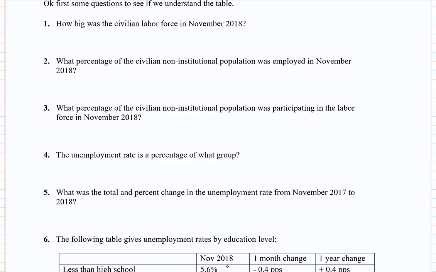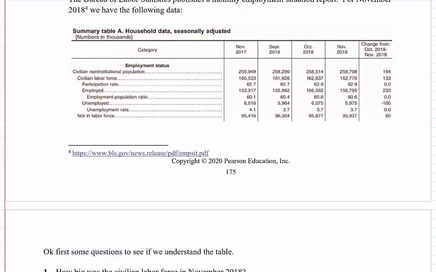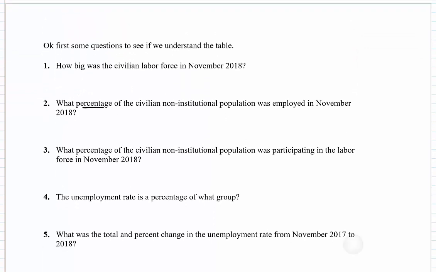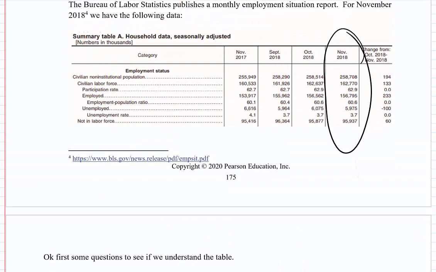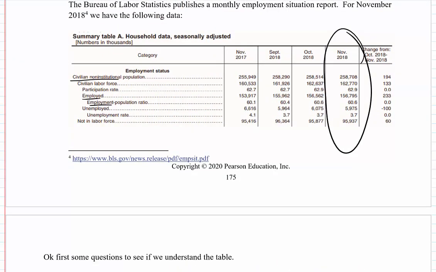So remember, if we're trying to find a percentage, let's see what we can find in the table. We're looking for the percentage of civilian non-institutional population that was employed in November 2018. Okay, so we're looking in the November 2018 column, and we need civilian non-institutional employment. So if you look at the corresponding values here, which of these are a percentage? Well, certainly this can't be a percentage, right? It's too big.